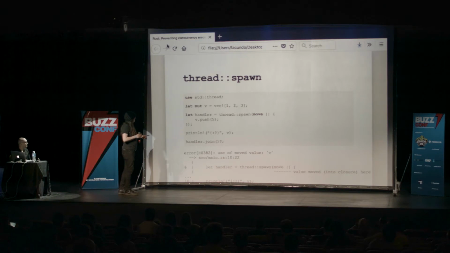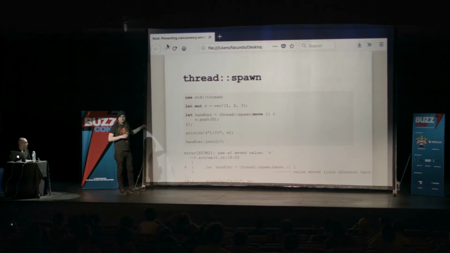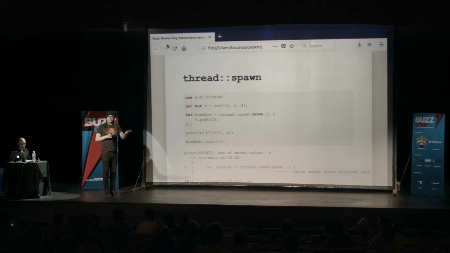And so the problem here is if the thread runs first, we would push the 5 onto the end, and then the print would happen and we'd see 1, 2, 3, 5, right? But if the println runs first, we would see 1, 2, 3, and then the push would happen and we'd get 5 afterwards. So this is non-deterministic, and is actually what we call a data race. So we have two different threads that are trying to mutably access the same thing without synchronization. This is a data race.